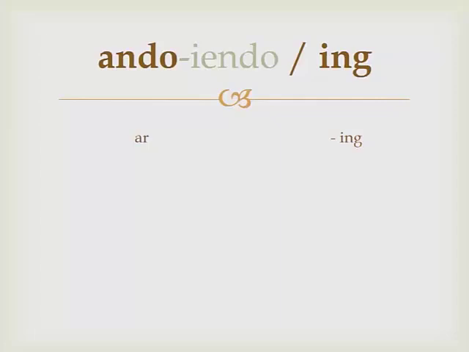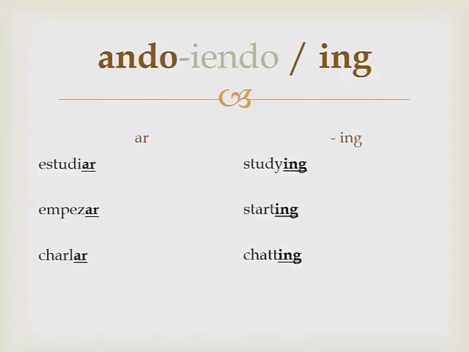In English, ing is the ending for the present participle. In Spanish, if it's an AR verb, it's going to be ando. Ando is ing. So let's look at three verbs: to study, to begin, and to chat. How do we make them studying, starting, and chatting? Well, you're going to add ando at the end. You'll take off that AR. You'll add ando. Estudiando is studying. Empezar becomes empezando. Charlar, charlando. That's the formation of the ing, the present participle in Spanish.